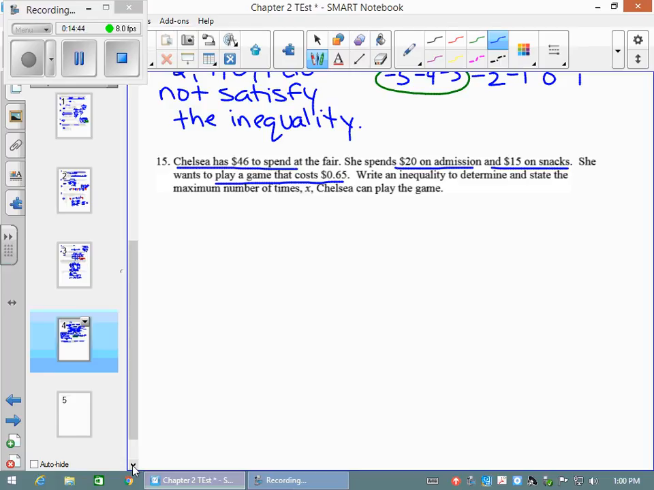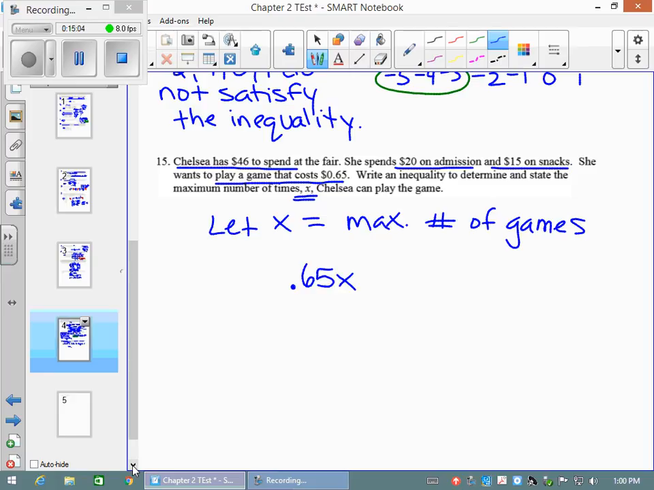So you didn't need to write a let statement, but they are telling you here that x is going to equal the maximum number of games. So whether you indicated that or not, now we know what x is. So it's going to cost me 65 cents per game. She already spent $20 on admission and $15 on snacks, and she only has $46 to spend. So she can only spend less than or equal to that $46. That's the most she can spend.